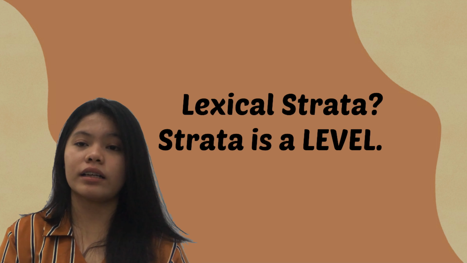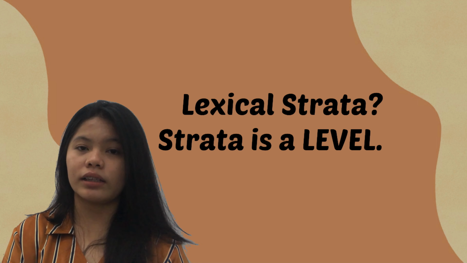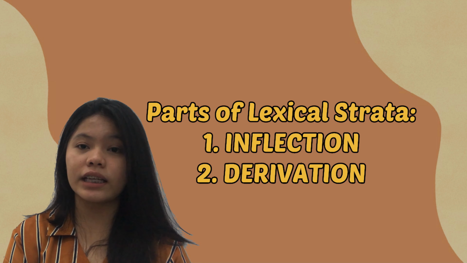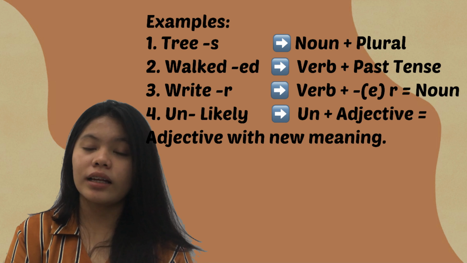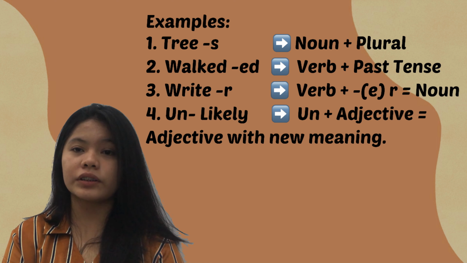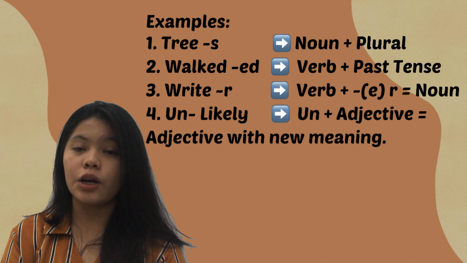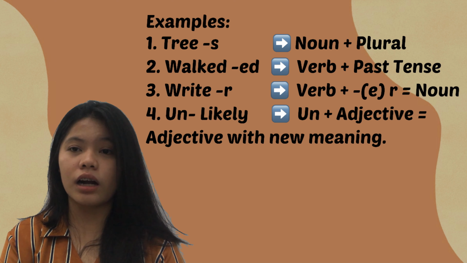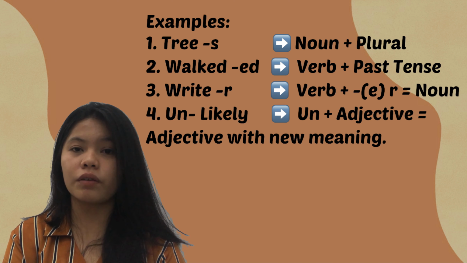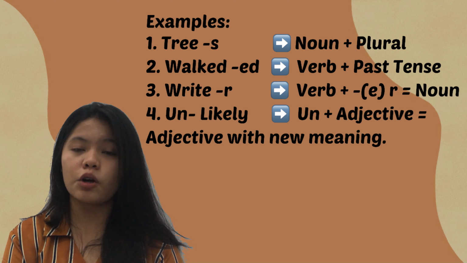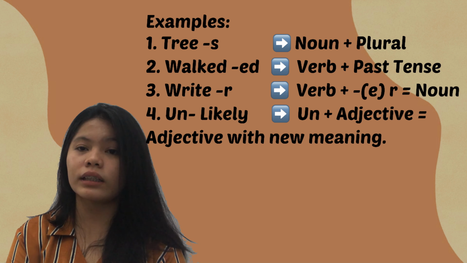In lexical morphology, there is a lexical strata, so strata is a level. There are two parts of lexical strata, which are inflection and derivation. Let's look at some examples. Trees consists of two morphemes, tree and s. Walked consists of two morphemes, walk and ed. Writer consists of write and r, and unlikely consists of un and like and ly. But in this case, unlikely, we're just going to focus on un and unlikely.